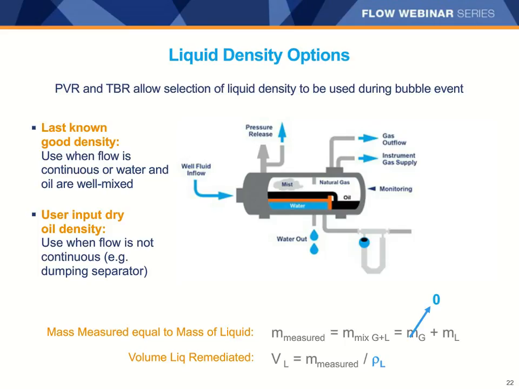However, for dumping or for separators that have dump valves, for example, this may not be the best method, because what can happen is between dumps, water can separate from the oil in your meter, raising your density above what would be flowing through the meter during the dump itself. And so in this case, particularly for three-phase separators that have dump valve actuation, we highly encourage users to use the second option, which is a user input dry oil density. So this will still recognize that the density goes high between dumps, but during the dump, when you expect that oil is predominantly present, it will use that density of the oil to correct for any bubbles that occur.